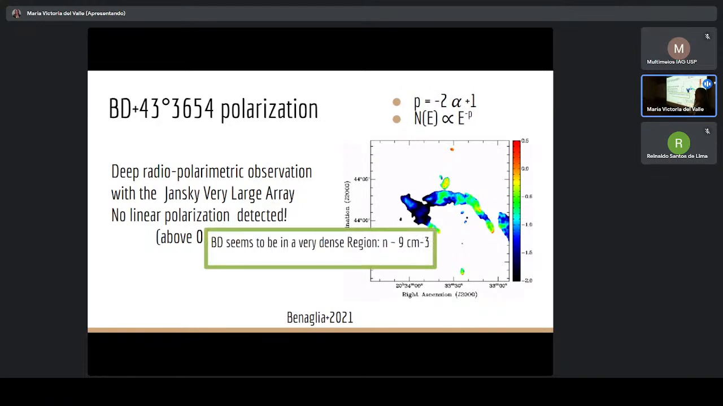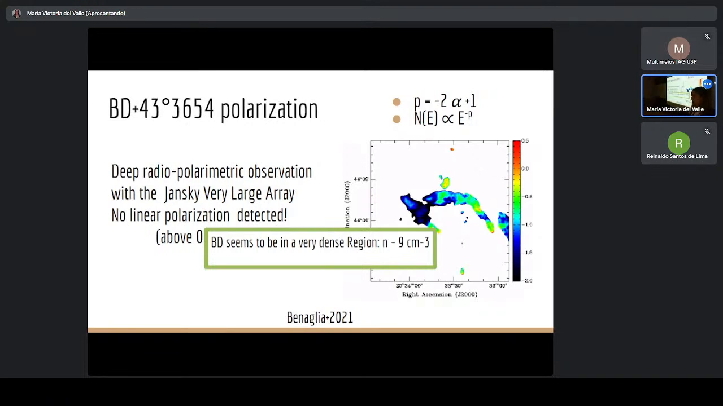So what is the problem here? We believe that the reason we are not seeing any synchrotron polarization here is because the region is very dense. We have densities of the order of 9 particles per cubic centimeter. These are the inferred values in the local environment where this star is currently moving. And this is very high compared to what we were modeling, which was only 0.6 particles per cubic centimeter. So it's very probable that in this case, the polarization is completely under the thermal emission.